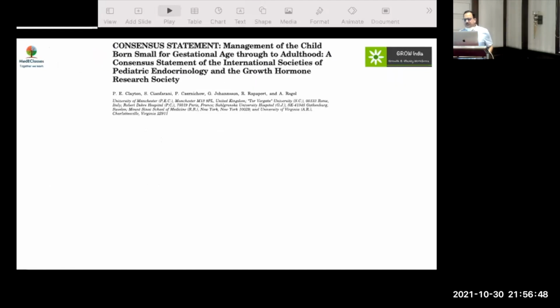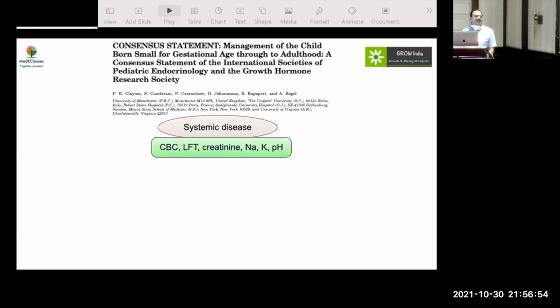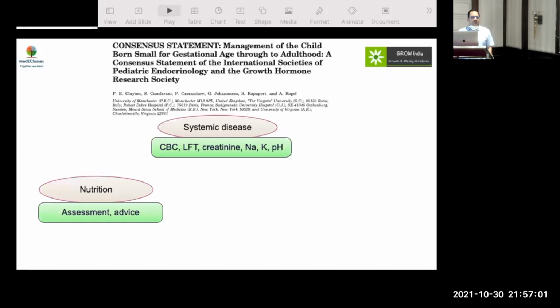This is the consensus statement from the SGA, which says that first you exclude the chronic diseases. So of course, you have to rule out renal failure, liver disease, creatinine, and all those parameters have to go. Work up on nutrition. Very important from the Indian perspective that nutrition has to be built up. Very importantly, you have to think of contraindications to growth hormone. What is the absolute contraindication to growth hormone, Dr. Sayan?